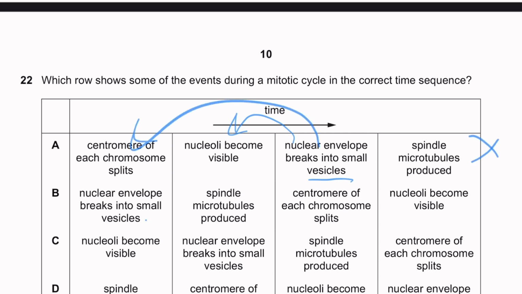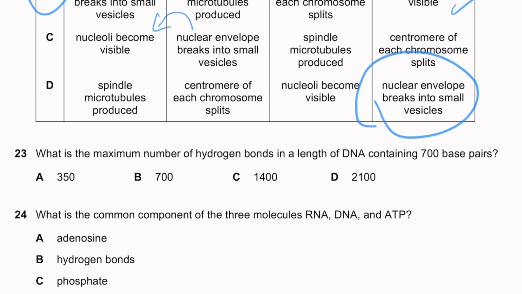Nuclear envelope breaks into small vesicles, okay? Spindle microtubules are produced. Well, spindle microtubules, yes, they are produced right now. You can say so. Centromeres of each chromosome split. Nucleoli become visible. I say letter B is correct. Okay, and then we have nucleoli become visible. This is again at the end. This is before this. Spindle microtubules produced. Centromeres of each chromosome. Okay. Nuclei become visible. Again, wrong place. Letter B.